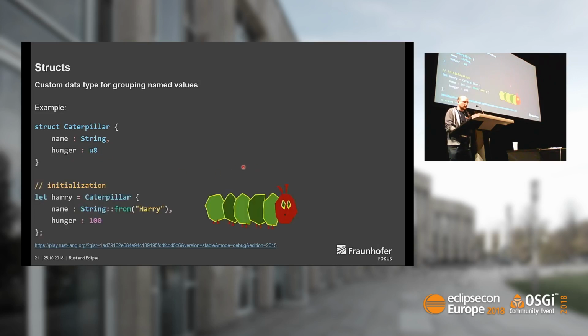Okay, so let's initialize a variable with a value of Caterpillar. You write the type, curly braces, and assign the fields. As I said, you have to assign all the fields because there's no uninitialized memory in Rust. And end with a semicolon for the assignment, the variable binding.